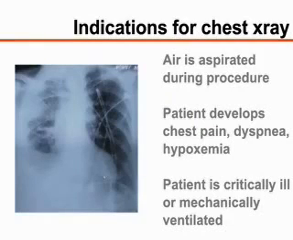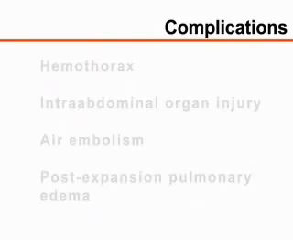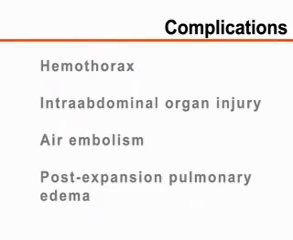Radiography of the chest should be performed if air was aspirated during the procedure, if chest pain, dyspnea, or hypoxemia develops, or if the patient is critically ill or undergoing mechanical ventilation. Other complications of thoracentesis include pain, coughing, and localized infection. More serious complications include hemothorax, intra-abdominal organ injury, air embolism, and post-expansion pulmonary edema.